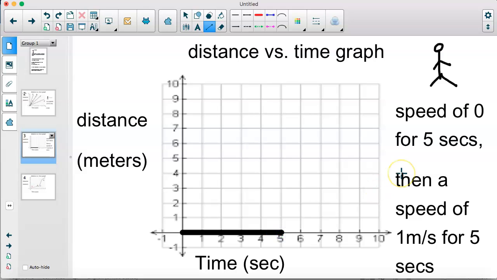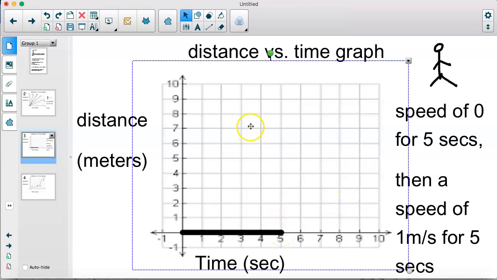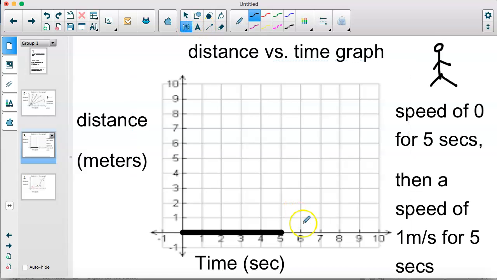Okay. But then our runner wakes up a little bit. So they start moving at a speed of 1 meter per second. Now we go back to that rise over run. So they run a meter in 1 second. There we go. They run another meter after another second. And they continue that pattern all the way across this graph.